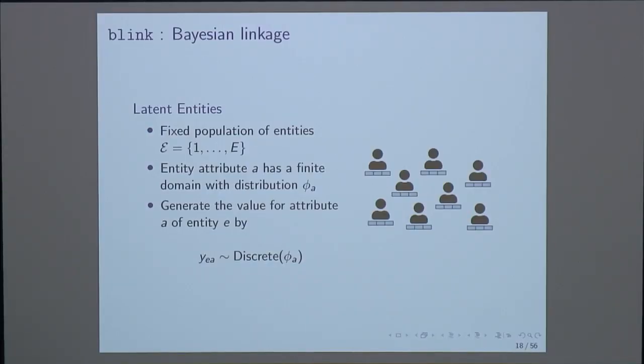Now, you have an entity attribute that has a finite domain with some distribution phi sub a. The way that I'm going to generate a latent entity, which depends on the entity value and the attribute level, is to draw it from the empirical distribution of phi sub a. Why am I doing a draw like this? Well, it's very cheap to do, and it's basically an empirical Bayes approach.